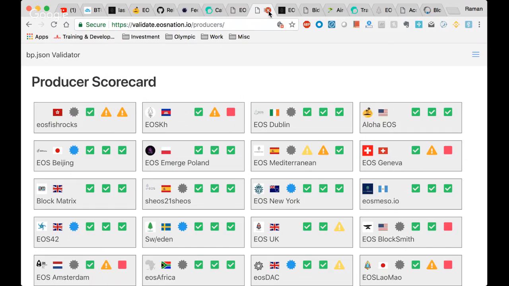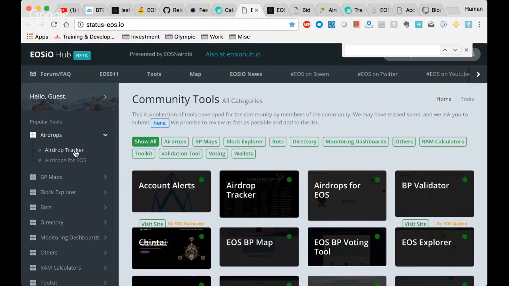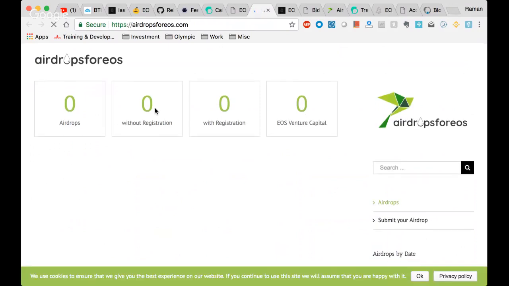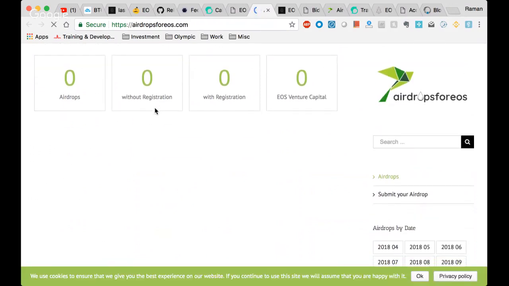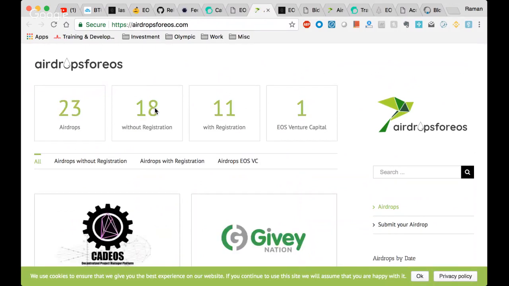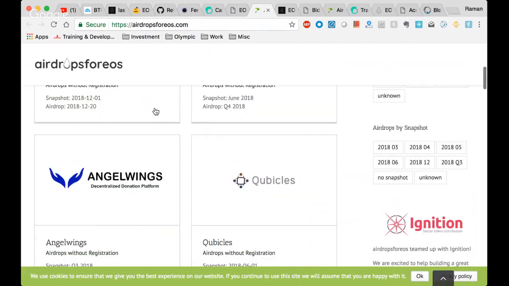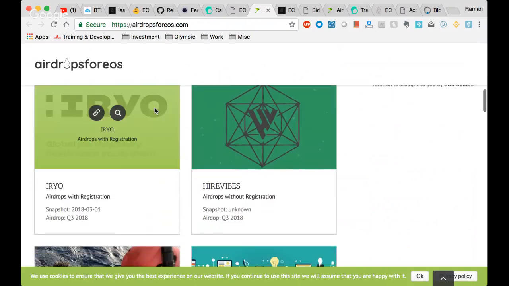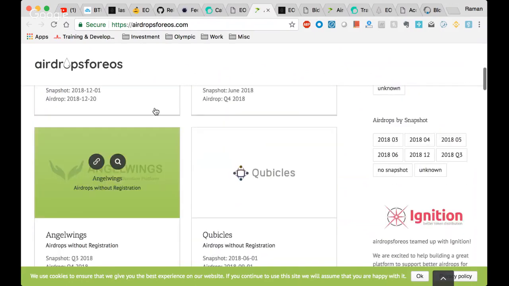Now, coming back to airdrops, so there are these two airdrop trackers. I think the best one is airdropsforeos.com. If you go here, they have a huge list of airdrops which are expected. One thing I would like to highlight, all this information is not official information. This is based on what these people have captured from whatever is publicly available. And many of these airdrops, the dates are stale.